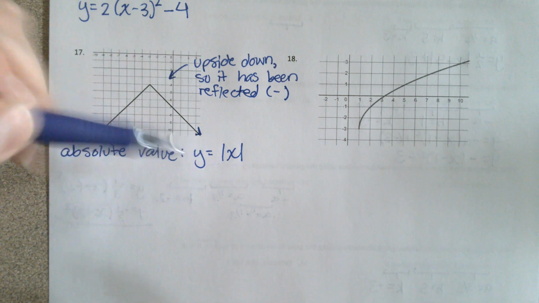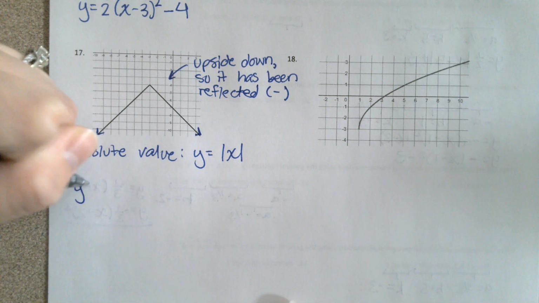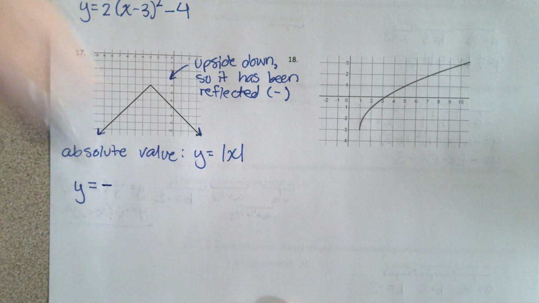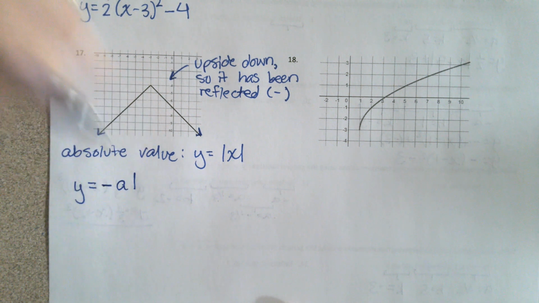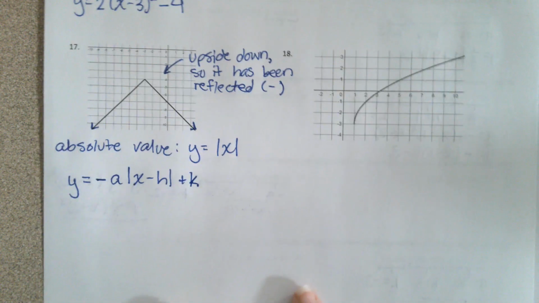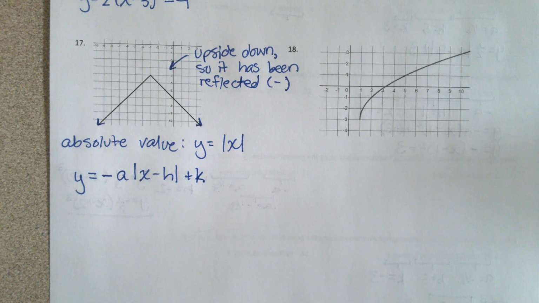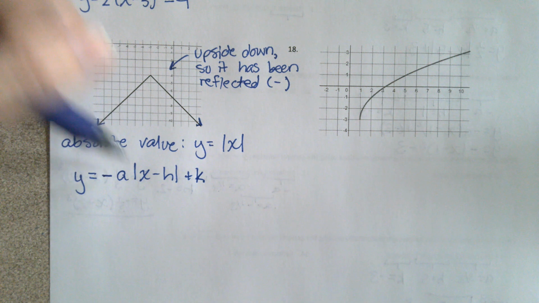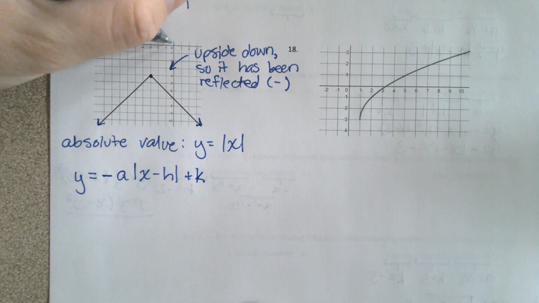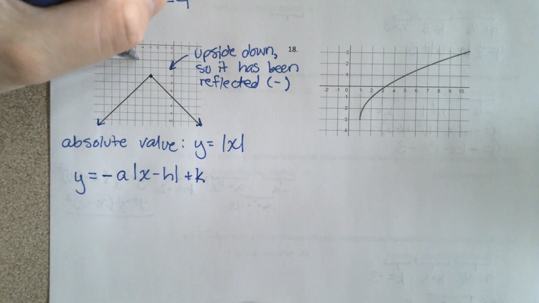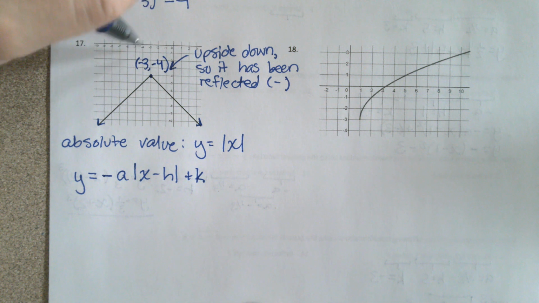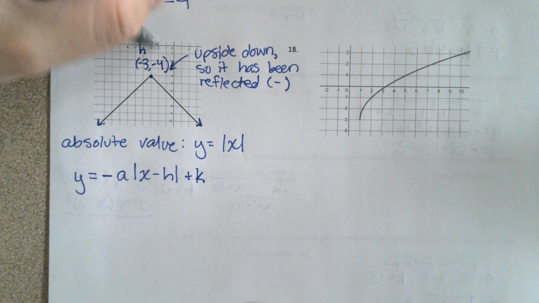So I'm going to set up my basic general equation. Y equals, since I know A is negative, I'm going to go ahead and put that negative in front of the A. Negative A, absolute value of x minus h plus k. Now let's find our missing numbers. Again, I'll do A last. I'm going to do h and k first. They are easier. My vertex right here is negative 3, negative 4. And again, h is negative 3 and k is negative 4.